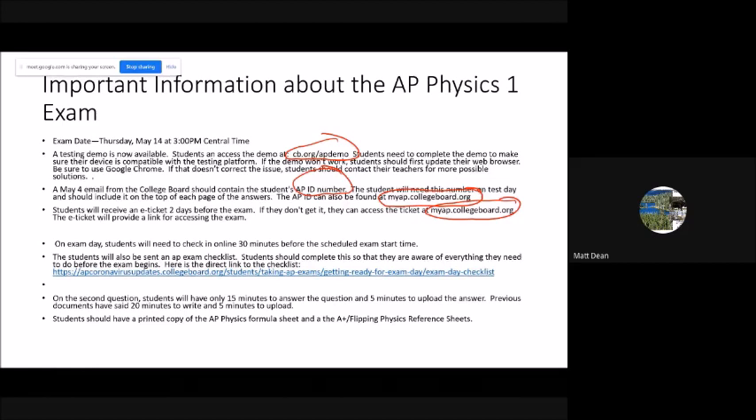Someone's mic is bleeding over. If you make sure your mic is muted, that'll help. Thanks.